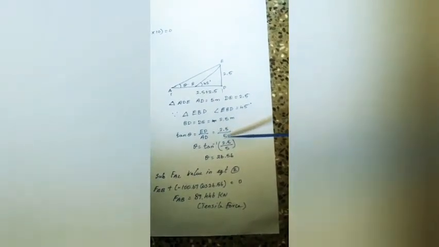So we can get the theta value: tan theta equals ED by AD, which is 2.5 by 5. By using this we can find theta, theta equal to tan inverse of 2.5 by 5. The theta value is 26.56. So now we got the theta value, and you can apply the equilibrium condition.